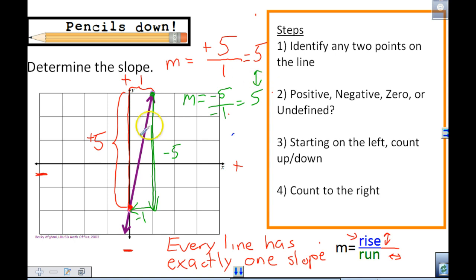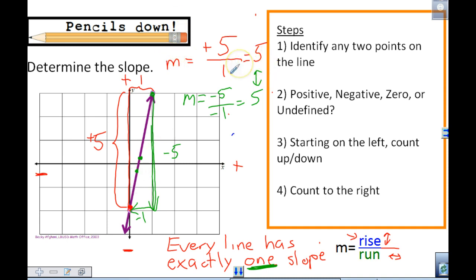So every line has exactly one slope. It doesn't matter which direction I go from. It doesn't matter what 2 points I pick. If I pick these 2 points and I happen to know what these decimals or fractions are and I did the slope and I counted, I'd get the exact same answer. If I zoomed out and picked 2 points way far away from each other, it's still the same slope.